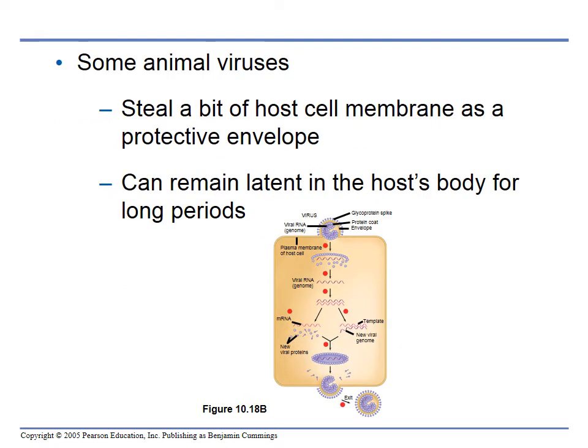Right? Some animal viruses, and this is kind of tricky, steal a bit of the host cell membrane as a protective envelope. And it's kind of tricky because the host is then less likely to recognize this as an invader. And so it can remain in the body and not necessarily trigger the immune system. We have taken the viral DNA, replicated it, and stuck it in something that our body doesn't recognize as an invader.